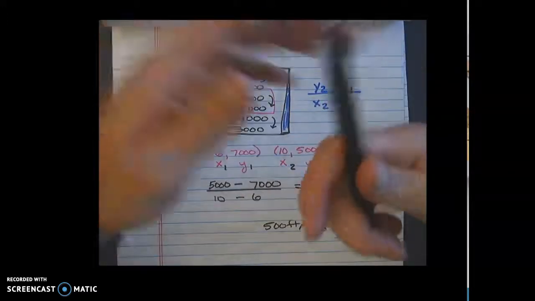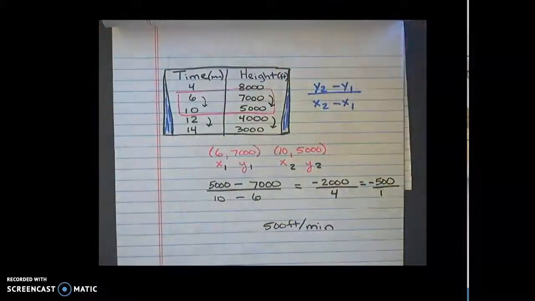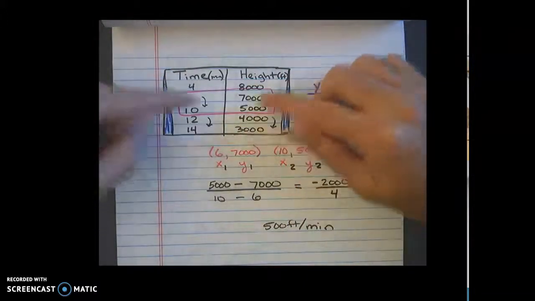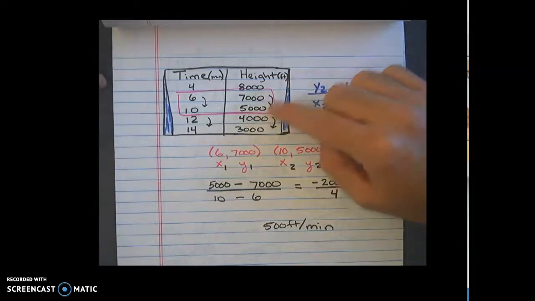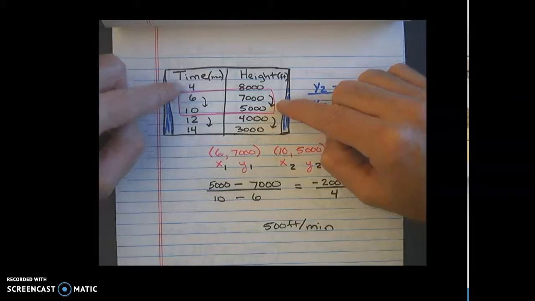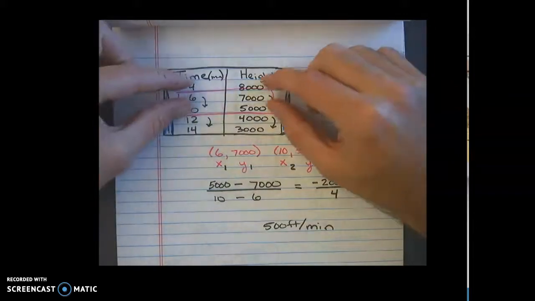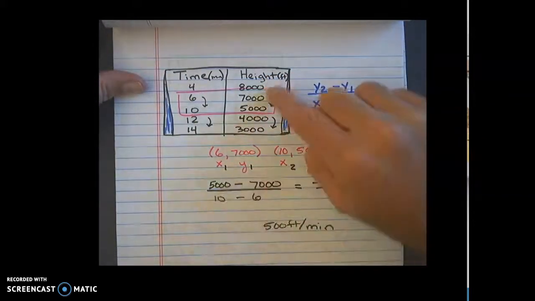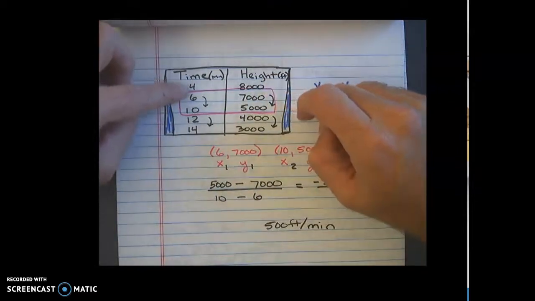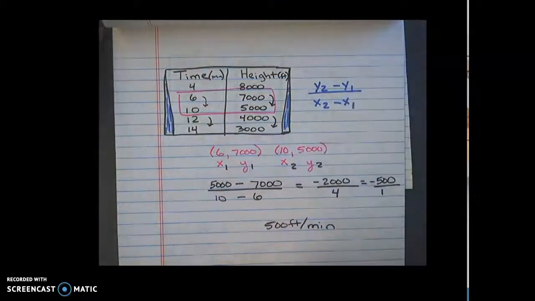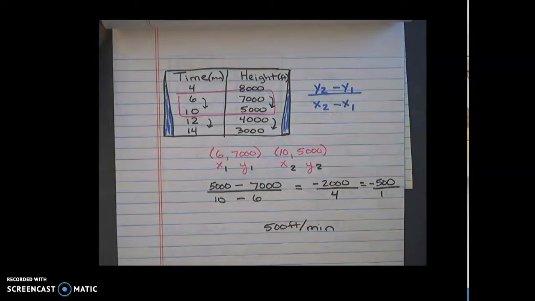So as you're working on these problems today, try to think about the hidden information in the table. Nowhere in this table does it say it's going down 500 feet a minute. Because these jump by different intervals, that's why it's helpful to do that subtraction. Let's look at the change in the y versus the change in the x. Let's use our slope formula and find that hidden information that's put in there.